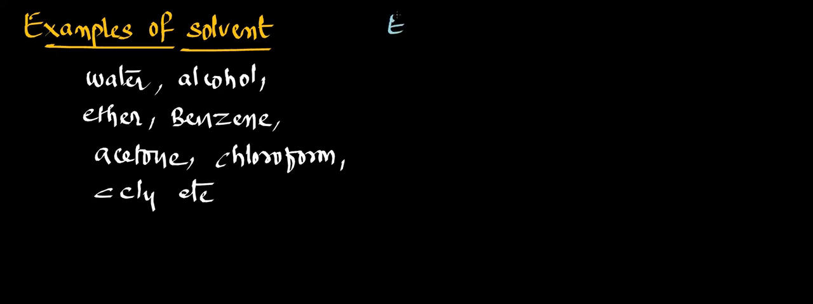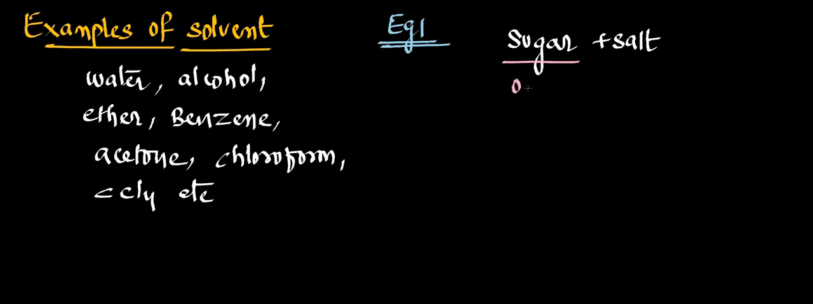Now let us study examples of the crystallization process. Example 1, I am just selecting a mixture of sugar and salt. So this is a mixture that I am considering. Now which is the organic compound in this mixture? Sugar is an organic compound and salt is an inorganic compound. This is not an organic compound. So how do we separate these two substances from one another? With the help of simple crystallization.